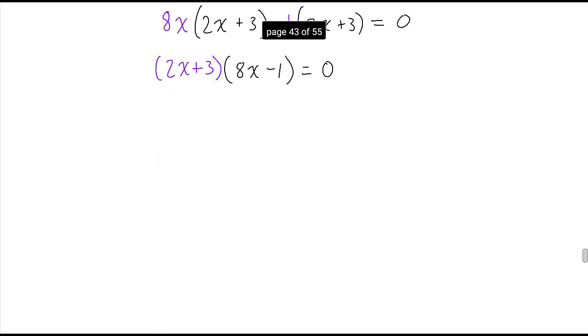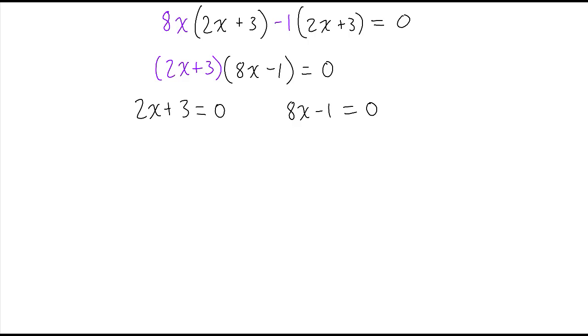Now, the zero product property comes into play. I have two factors whose product is 0. Okay, so I will use the first factor, set that one equal to 0. I'll take the second factor and set it equal to 0. And I'll solve each of those individually.